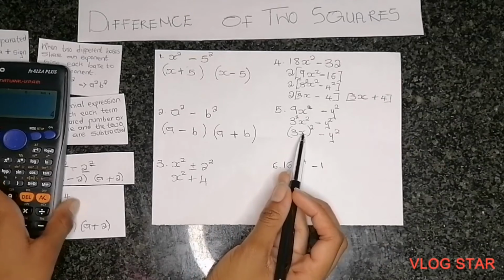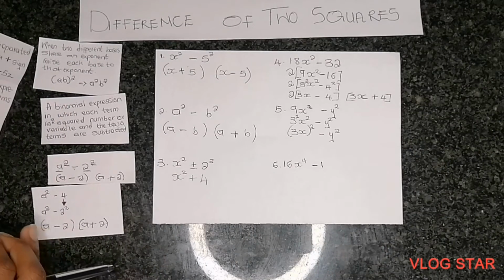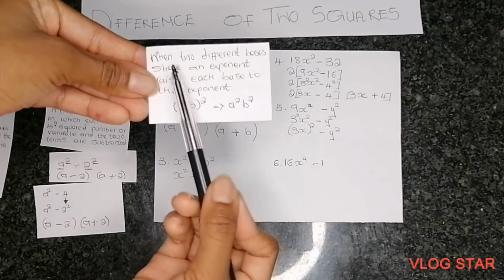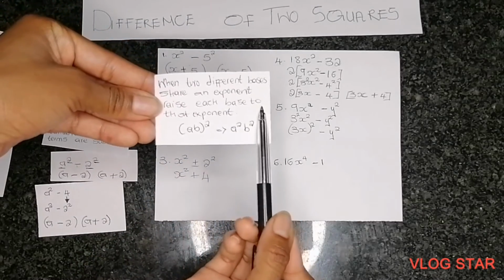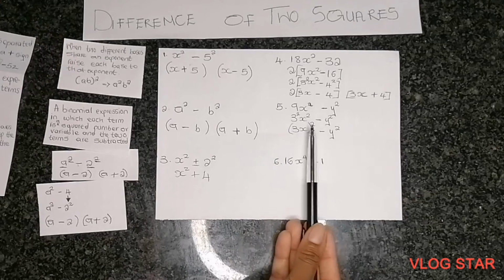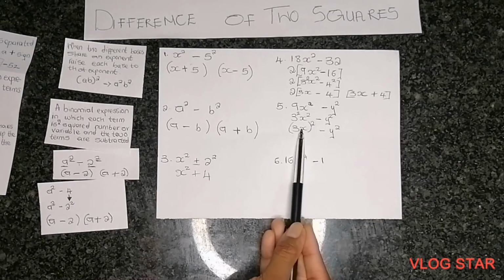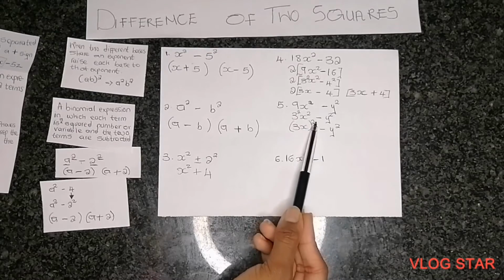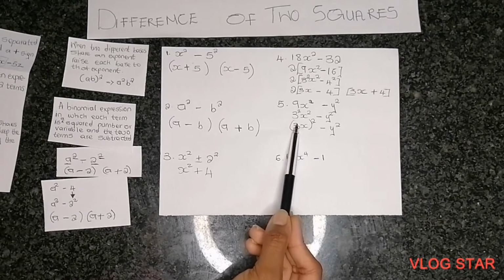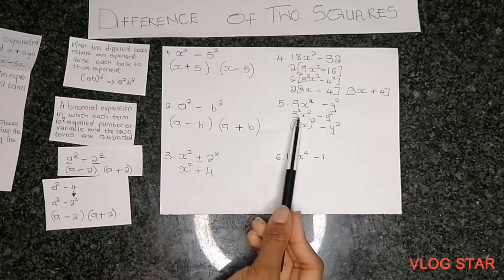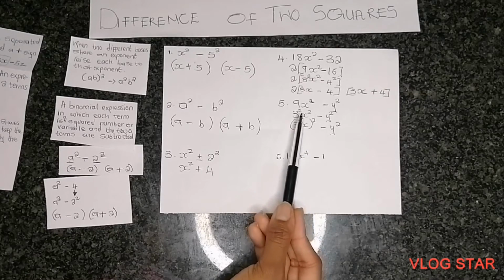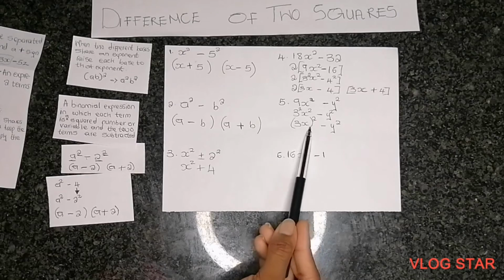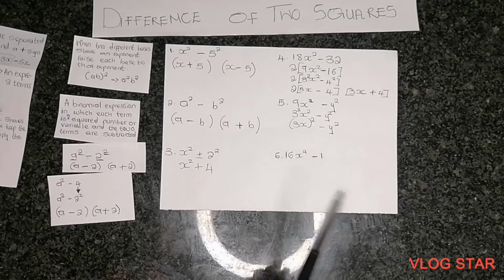Why can I write this like this? Because of the law of exponents that says when two different bases share an exponent, raise each base to that exponent. So when this bracket shares this exponent, I can bring it back here by raising this base to the exponent 2. So that's why I say this 3 squared and x squared is the same as this. I really hope you understand.